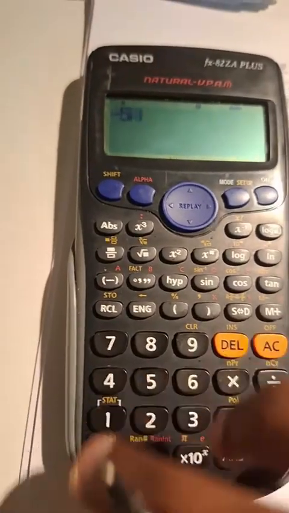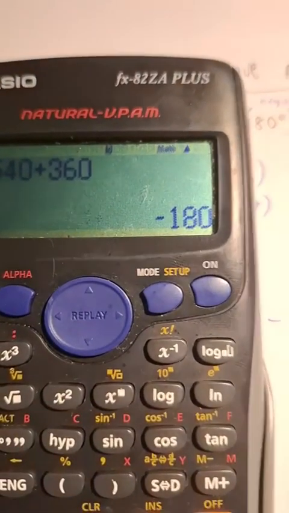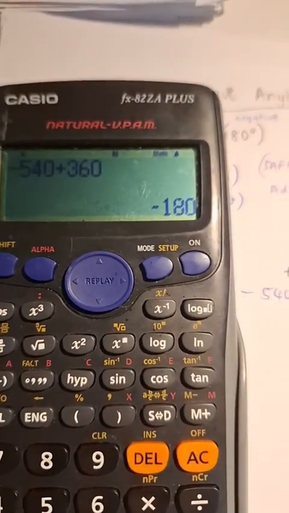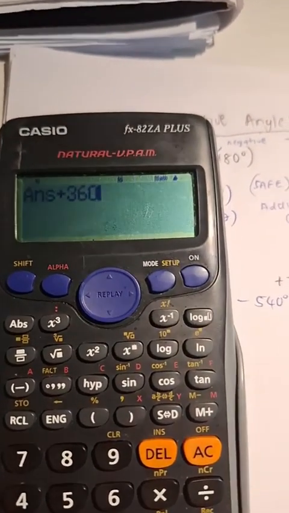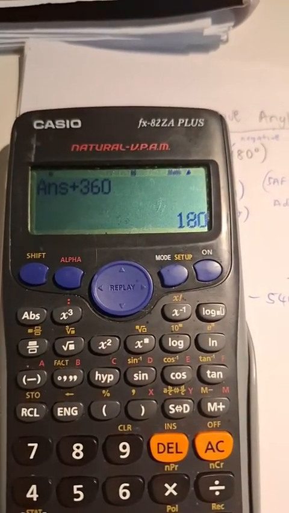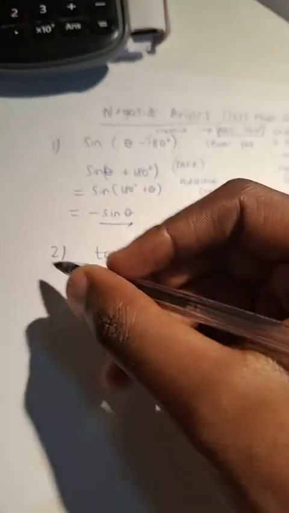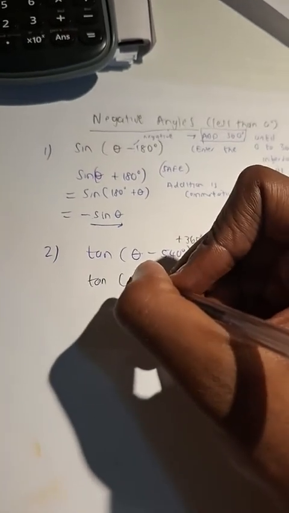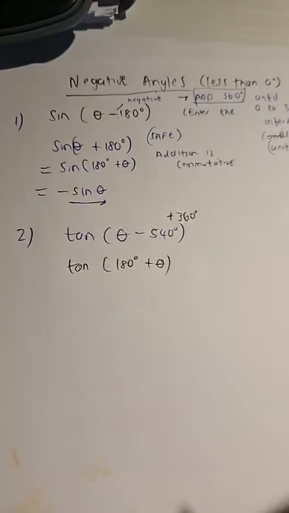So negative 540, we add 360, we get negative 180. These are still negative. So still using the calculator, we add another 360. We push it again. We add 360 the second time. There we go. We have positive 180. That's what we were looking for. So then we can write tan. Now we know that addition is commutative, so let's not even write it in the wrong order. Let's write it in the right order.